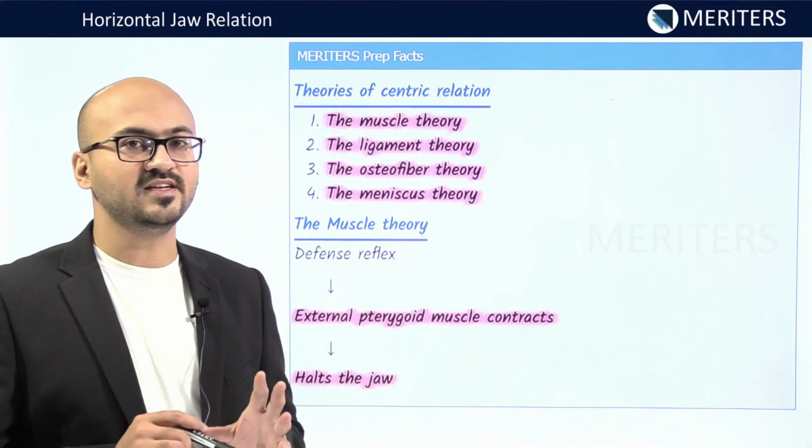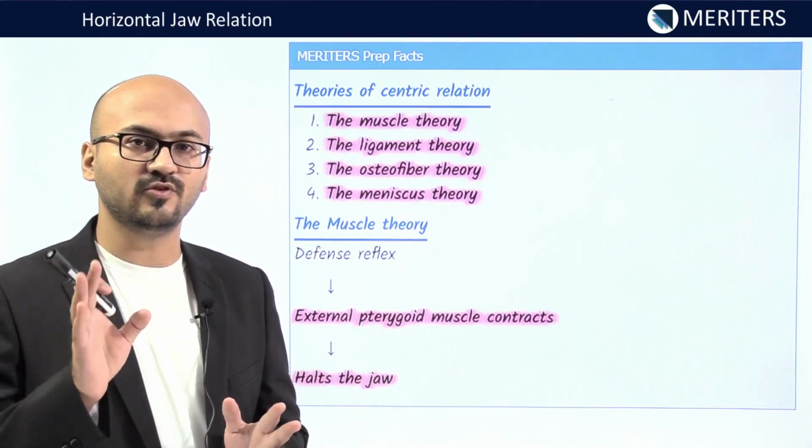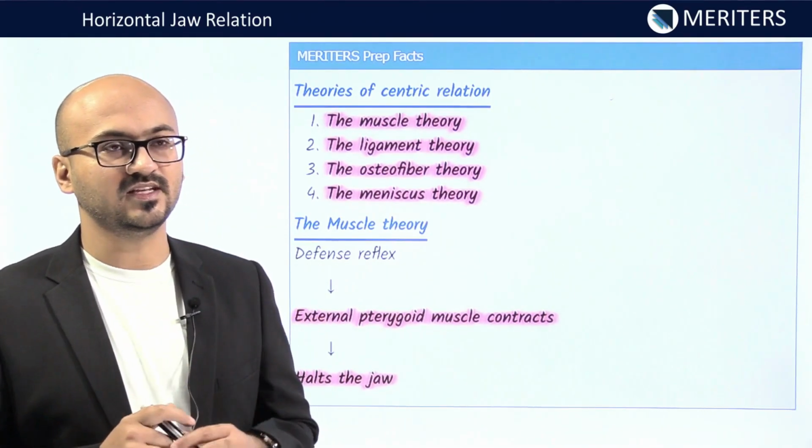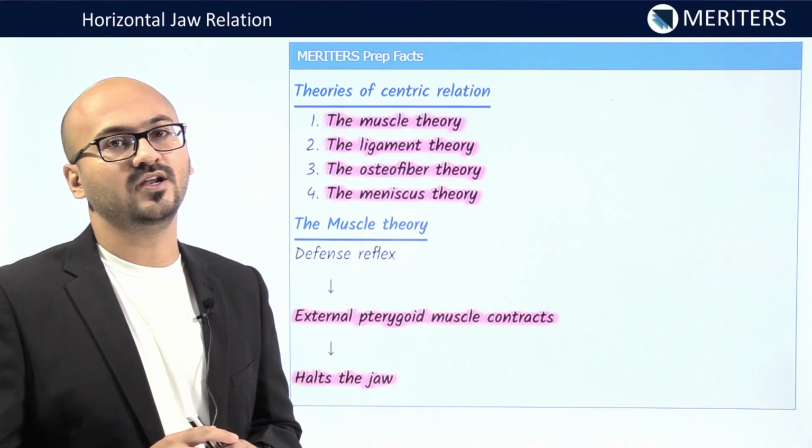So far we have seen that centric relation is the posterior most position. It goes in the anterior superior part of the fossa. The condyles articulate basically in that anterior superior position. So why is it the most retruded position of the mandibular condyles?